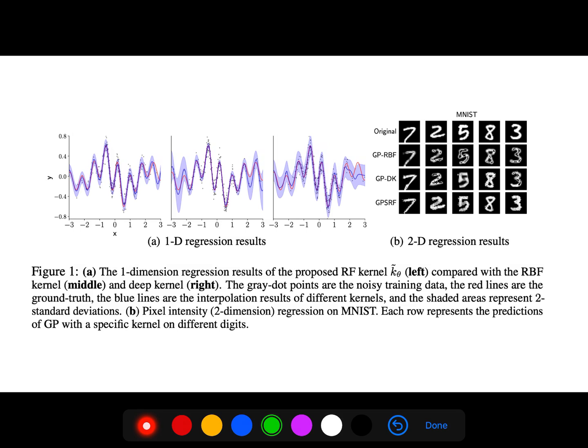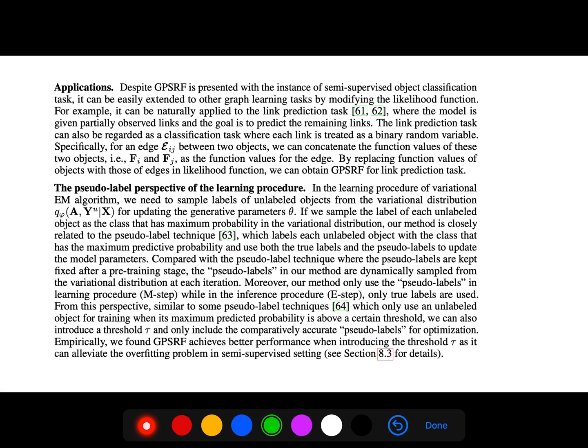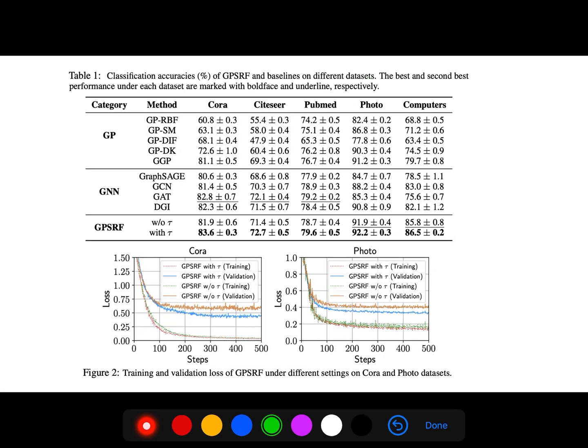And you see the 1D regression results for the proposed RF kernel on the left, compared with the RBF kernel and deep kernel on the right. And you can see different datasets like Cora, Citeseer here. You can see the classification accuracies of Gaussian process, graph neural network, and the proposed method here, where you see some improvements.